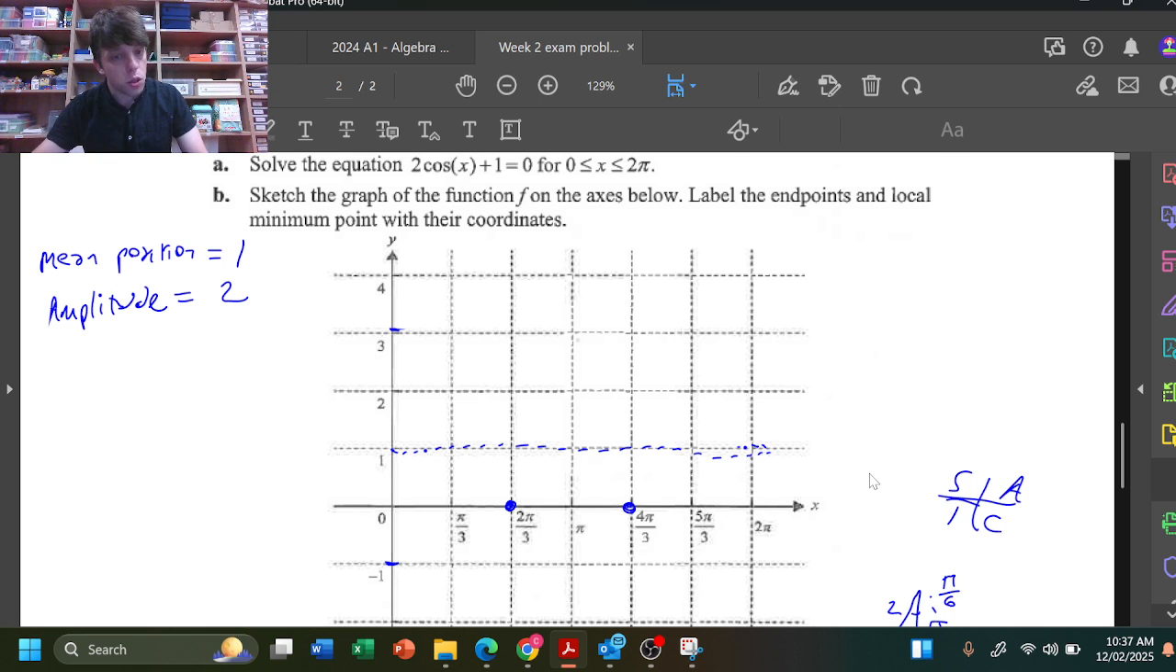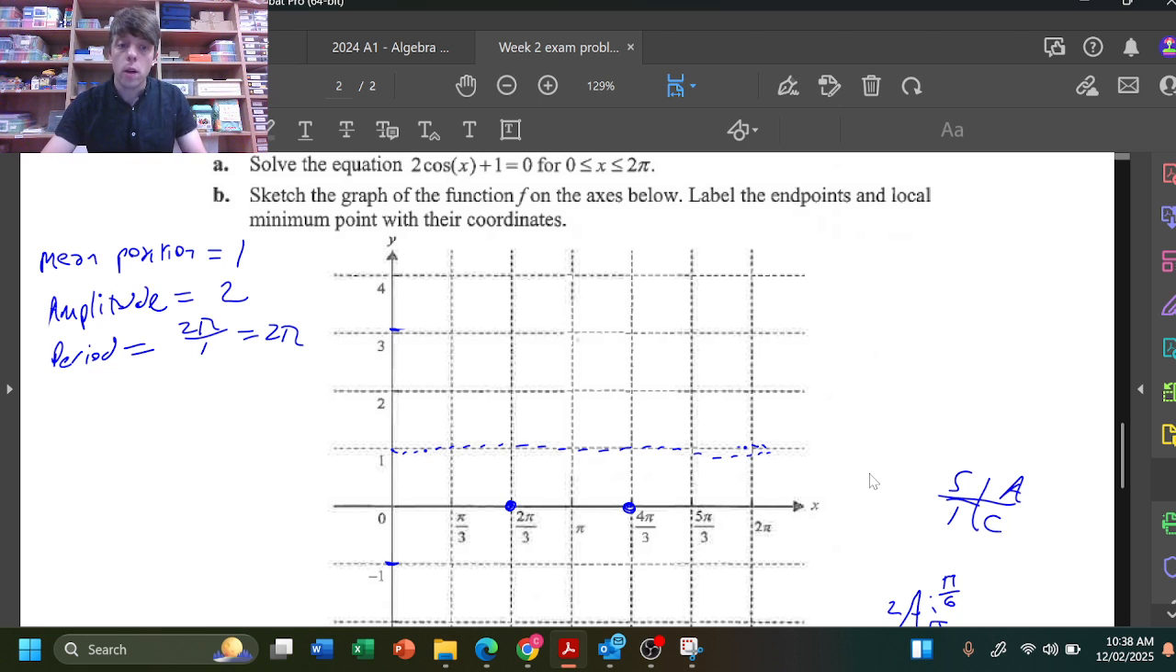All right, final question. What is the period of this function? So the period is going to be equal to 2 times pi divided by the coefficient of x. The coefficient of x is just 1 here, so the period is 2 pi. Okay, and now we're just going to try and put it all together.